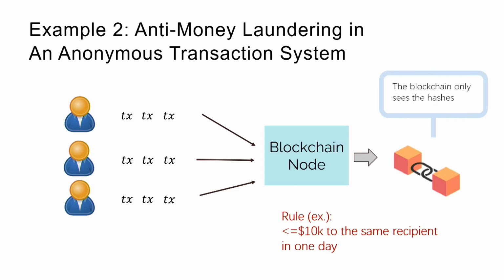There's another example, more related to the blockchain setting. We want to have some anti-money laundering in an anonymous transaction system. Here we have a very abstract representation of an anonymous transaction system. We imagine that there are multiple clients, and each client could have multiple transactions, and they send their transactions through some anonymous router to a blockchain node, and then the blockchain node can execute those transactions and post the hashes of those transactions to the blockchain. Although the blockchain is a distributed protocol, we can think about it as an abstracted central party. The blockchain doesn't get to see the plain text transactions from each client. The blockchain only sees the hashes.